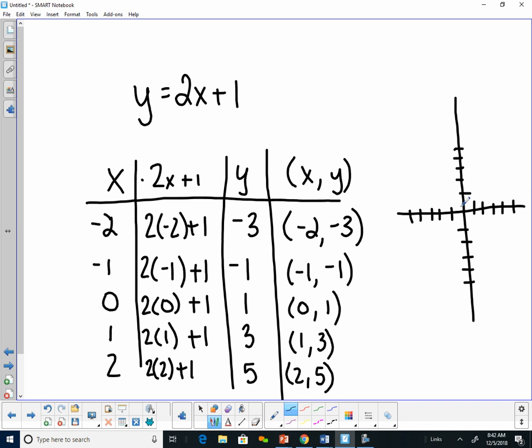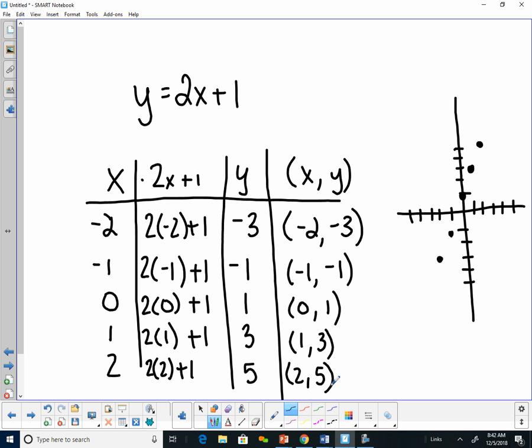Remember, when you're graphing points, you always start at your origin. We're going to go to -2, -3. Let's go back to my origin. I have -1, -1, 0, 1, 1, 3, and 2, 5.